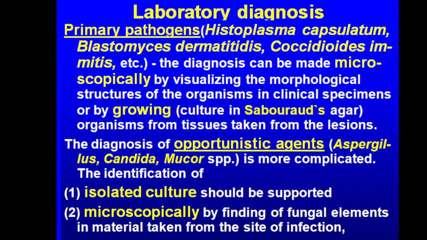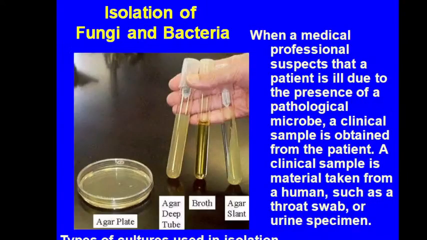Then the diagnosis of opportunistic agents like aspergillosis, candida, mucor usually are more complicated, and we have to perform culture isolation, and we have to perform microscopic examination to find the fungal elements in material. So usually we also may use PCR or immunological tests for species identification of these fungi.